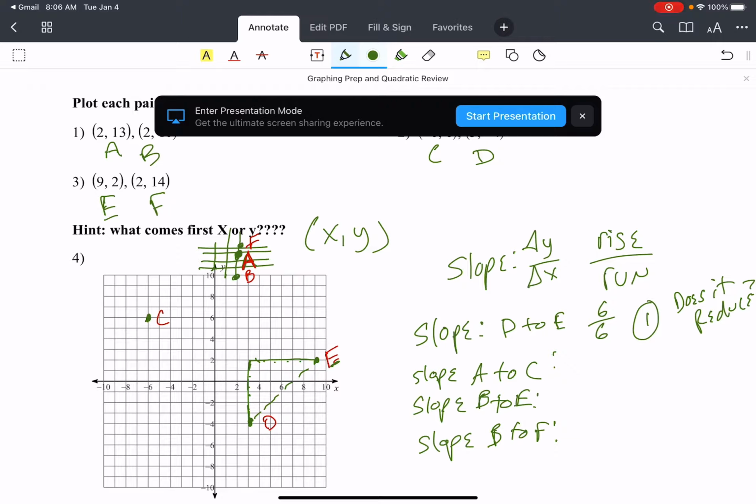All right, so from A to C, if you start at A and go to C, you end up with -7 over -8, right? But then what happens when I have two negatives? They cancel. Did I get the fraction backwards? Is it 8/7 or 7/8? 7/8? Okay.